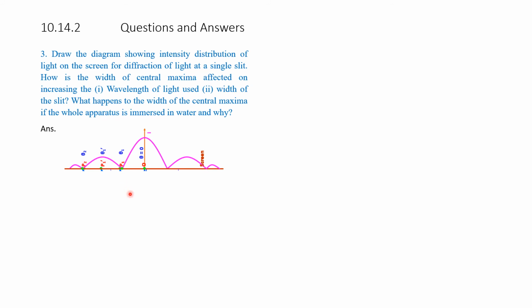Then the next part is how the width of central maxima is affected on increasing the wavelength. The width of central maxima is given by B naught equal to 2y, that is equal to 2 lambda D by a. If the wavelength is increased, what happens? If you increase lambda, the width of the central maxima also increases.